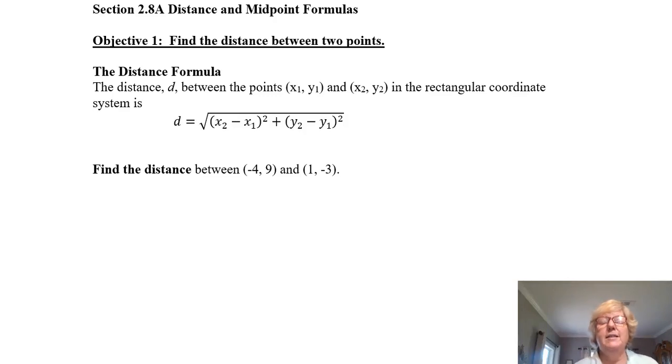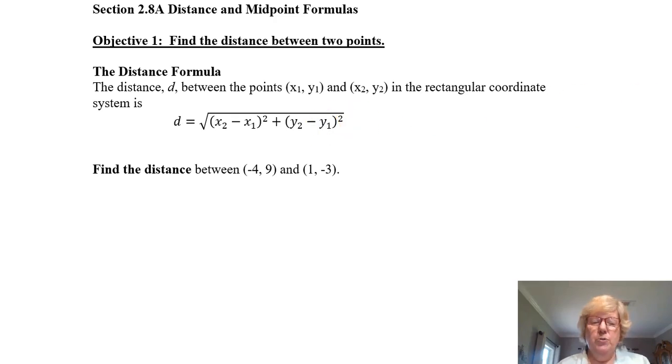Let's go ahead and discuss distance and midpoint today. These are two special formulas that we do use when we are dealing with linear functions. The distance formula is given here for you in the notebook. Distance d between 2 points is given by this formula.